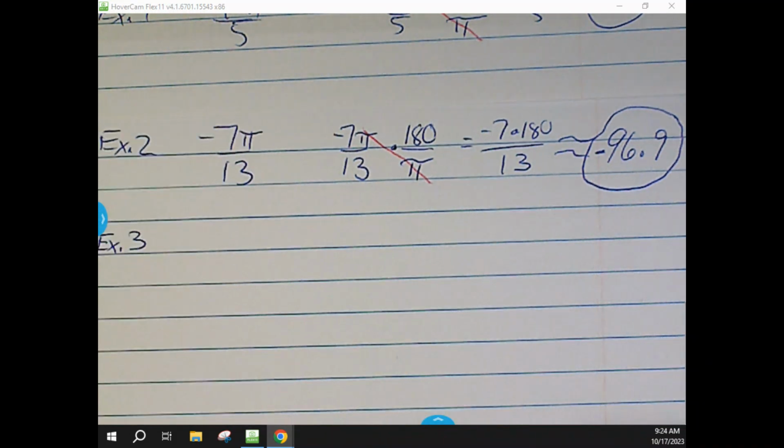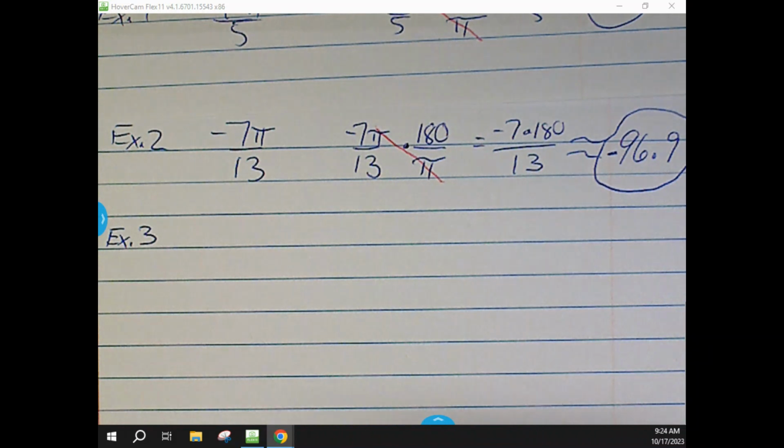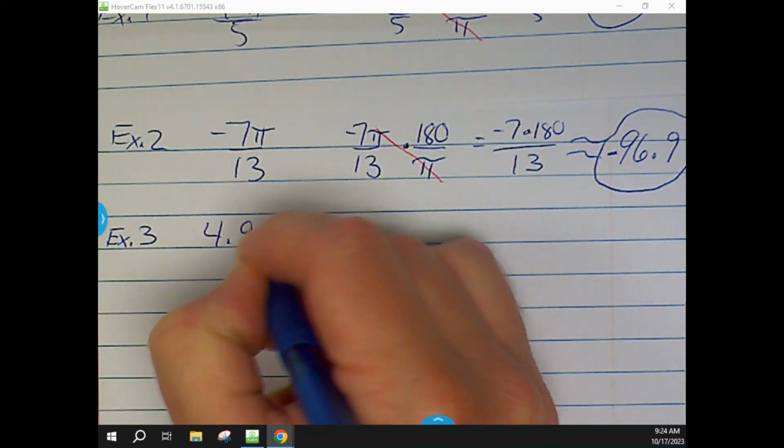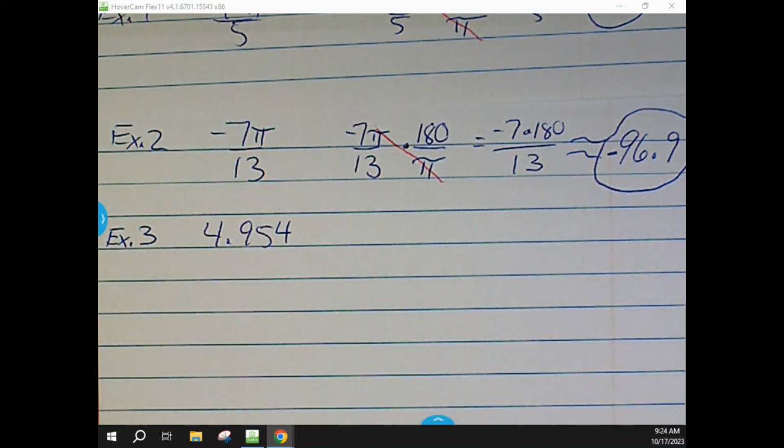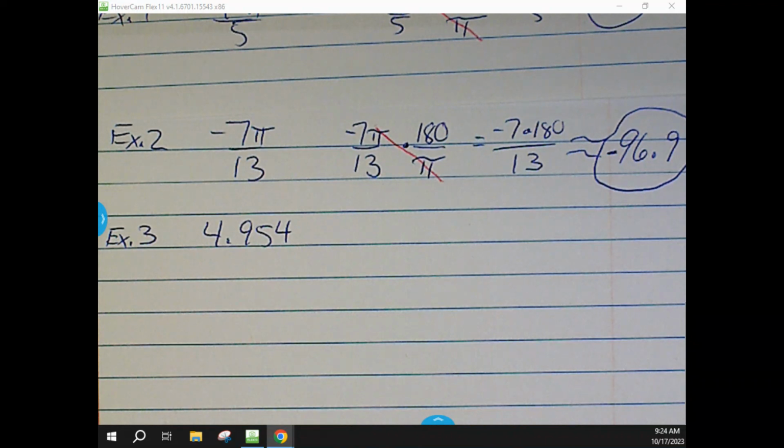Okay, and the closest thing to a trick question would be something like this, where they give you the radian measure, but they take out the pi part of it. So they just tell you it's 4.954 or something like that.